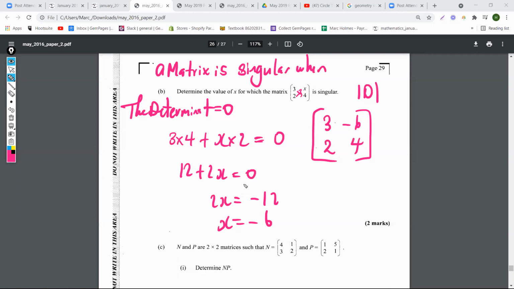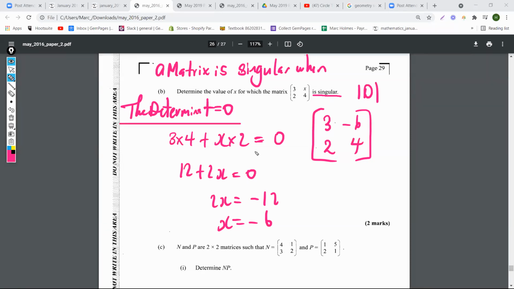Let me repeat it for you, Jay. You need to find the determinant and set it equal to 0. It says the matrix is singular. So the matrix is singular when the determinant is equal to 0.